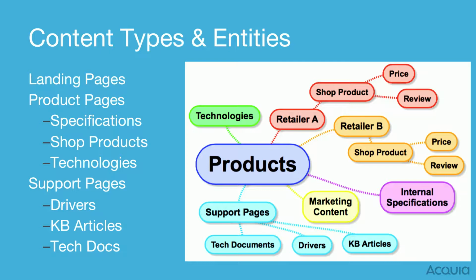Then we have technologies, which is essentially a special type of taxonomy, which I'll talk about in a minute here. But those are like a type of specification for the product. And then the support pages work very similarly to how the product pages work, except they're aggregating a bunch of post-sales stuff. So things like drivers and KB articles, technical documents, and so on. Next slide.